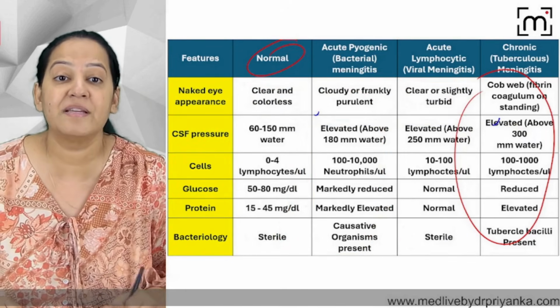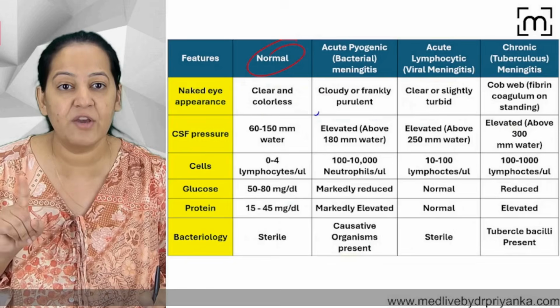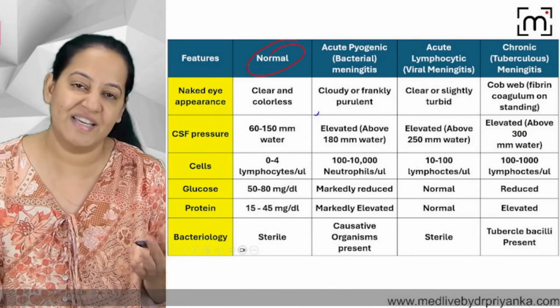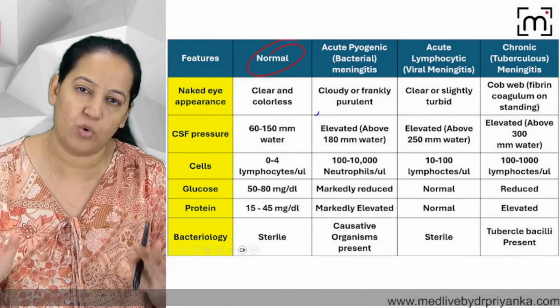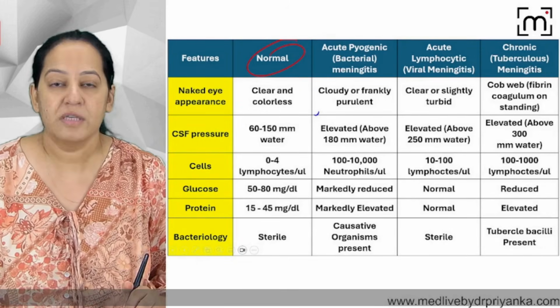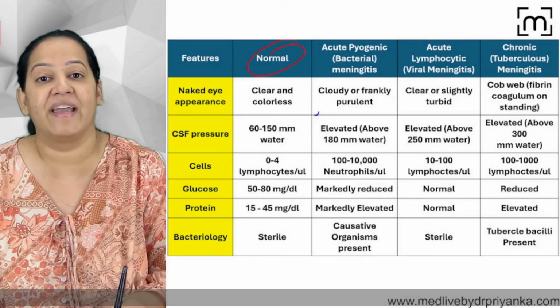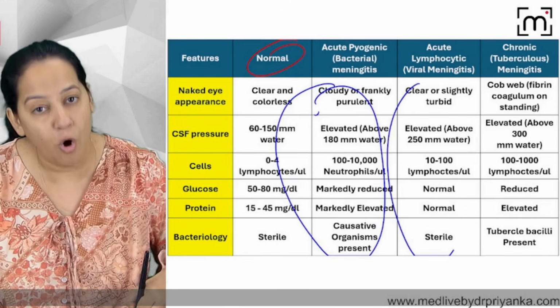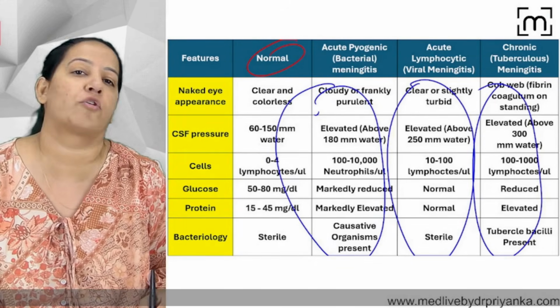So if any patient presents to your clinic with meningitis, the first thing you have to do is lumbar puncture, CSF tapping. We have to take the CSF out, aspirate the CSF, by doing lumbar puncture. Based on the findings, we will decide whether it is bacterial, viral, tubercular, or cryptococcal.